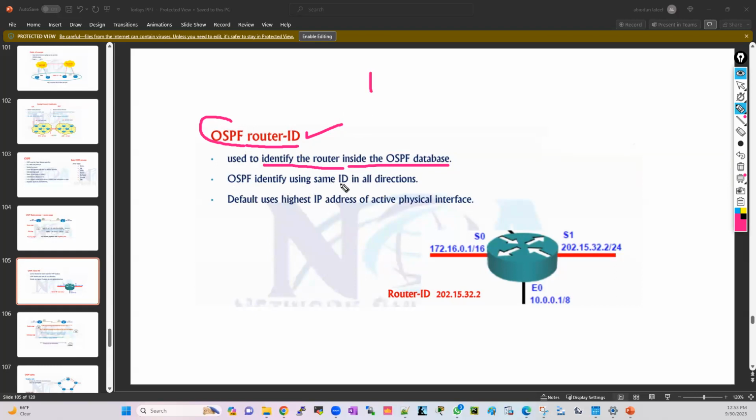OSPF identifies using the same ID in all directions. That is, if you have OSPF 1 here, both of them will use the same process ID 1 to connect. We can't have OSPF 1 here and 2 here. By default it uses the highest IP address of an active physical interface. This means the active interface, the one that will become the border router or the leader in the system, will use the highest IP. This is the router ID.